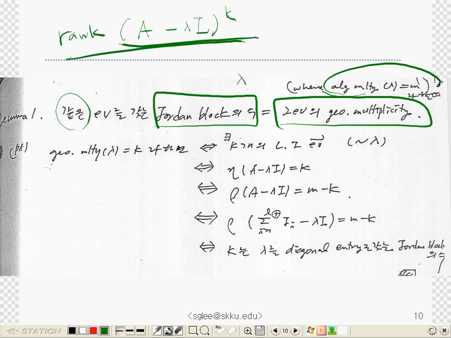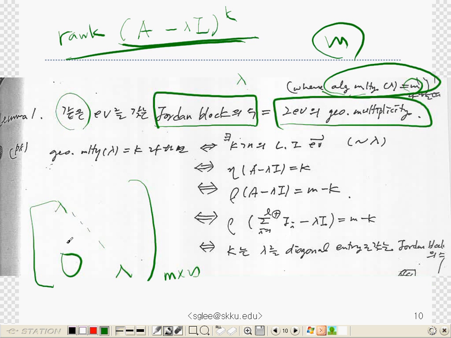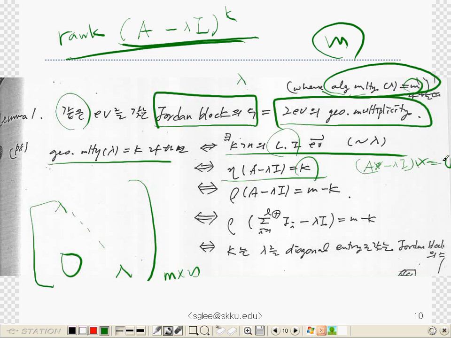Let's say the algebraic multiplicity of lambda is m. We have m lambdas here. Then let's say the geometric multiplicity of lambda is equal to k. Then what does that mean? We have k linearly independent eigenvectors corresponding to that lambda. Then what's the nullity of A minus lambda I? That's k, the dimension of the solution set. What that means is the length of A minus lambda I is m minus k.